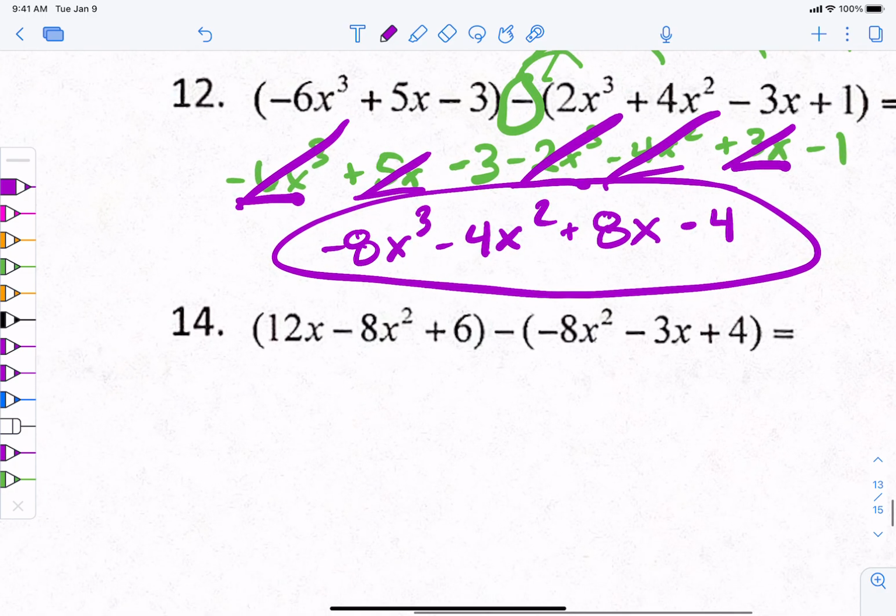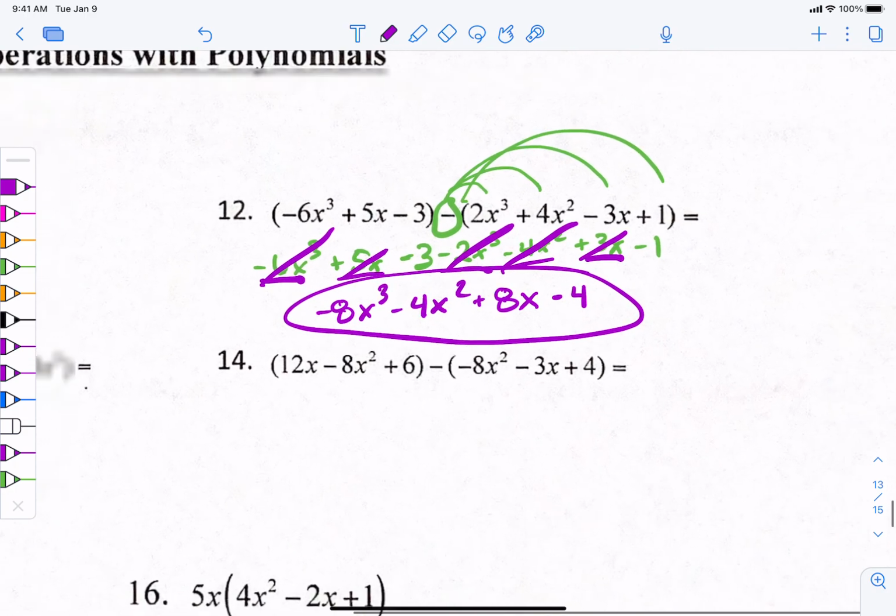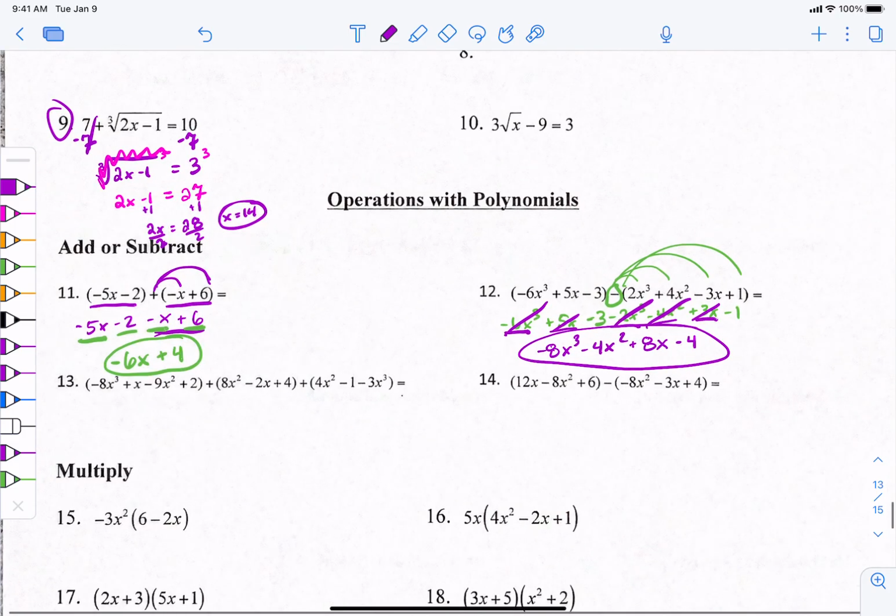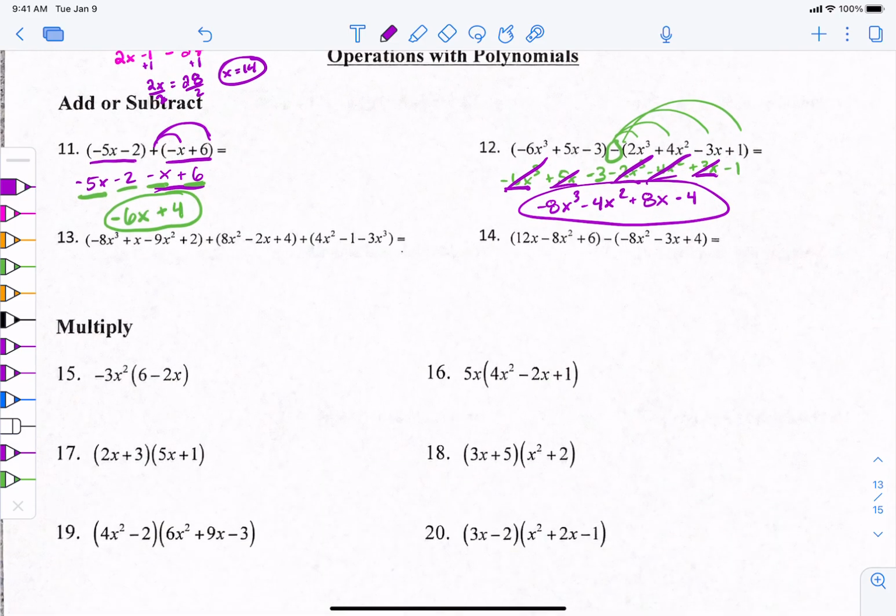So do 13, 14. We'll move on to the next section. Positives do nothing, so you can just combine whatever it is already. So 13, I wouldn't even rewrite that. 14 I would rewrite, but 13 I wouldn't even rewrite, because you're just adding.